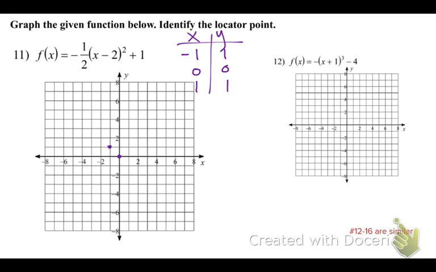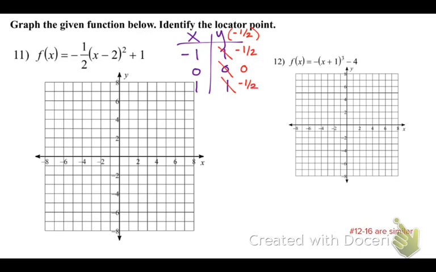So the way that we do this in our class is we take these points and we multiply them by the a value. So the a value is -1/2. If I multiply these 3 y values by -1/2, 1 times -1/2 is -1/2, 0 times -1/2 stays at 0, and 1 times -1/2 is -1/2.